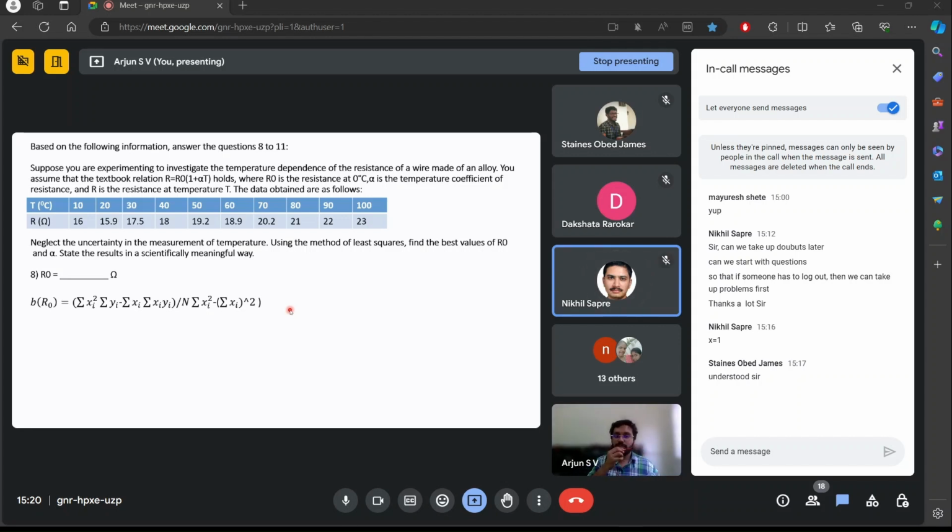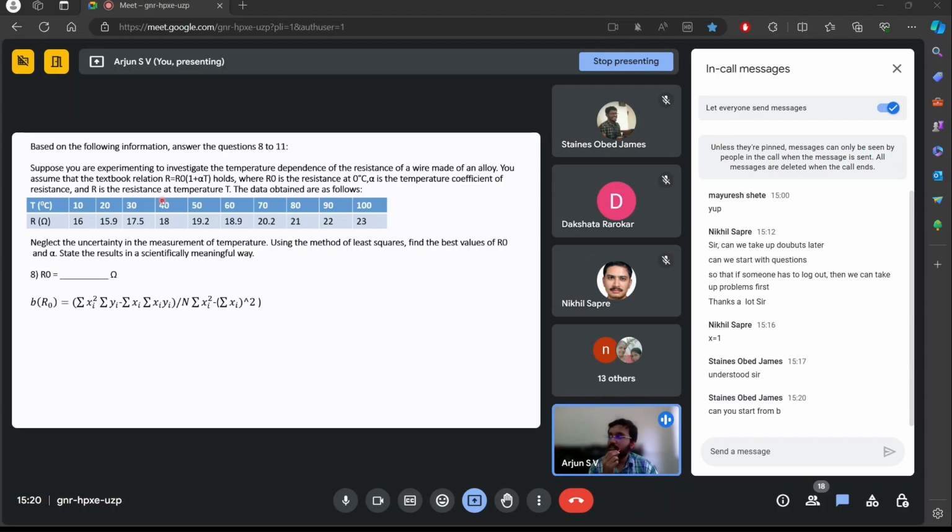Sure. So I was just saying that if you expand this formula, R is equal to R naught into 1 plus alpha t, you will get R is equal to R naught plus R naught into alpha into t. The relationship in this question is between R and T. If you compare it with the linear equation y is equal to mx plus b, you can find that b is equal to R naught and m is equal to R naught into alpha. Here the first question is asking for R naught, so we will be calculating b.